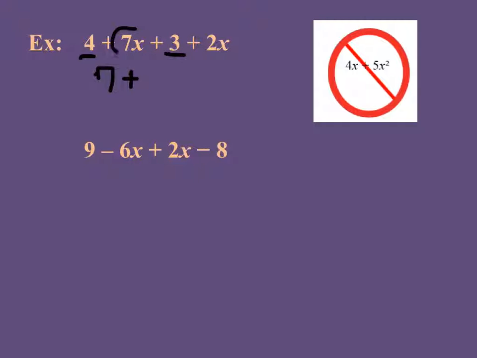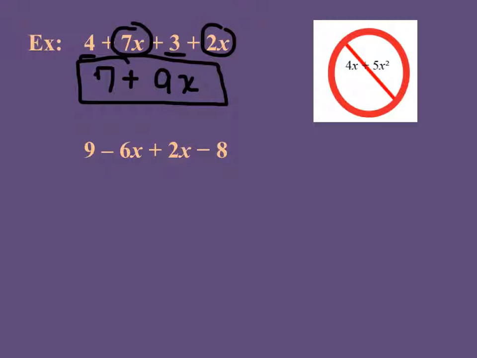Then I can also combine 7x and 2x because they also have the same variable piece. To do that, I add their coefficients, which are the numbers in front. 7 plus 2 is 9, and then the x part just stays the same. If you combine a pile of something, the pile just gets bigger. It doesn't change the actual item. So when you combine x's, the x remains the same. You just have more or less of them.